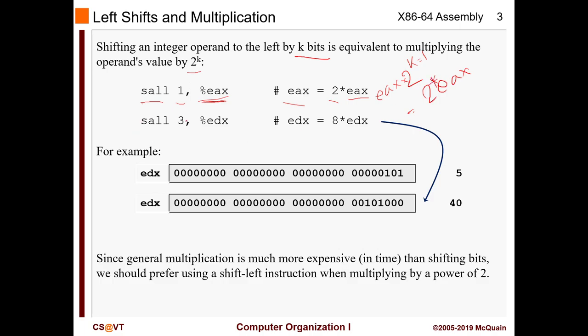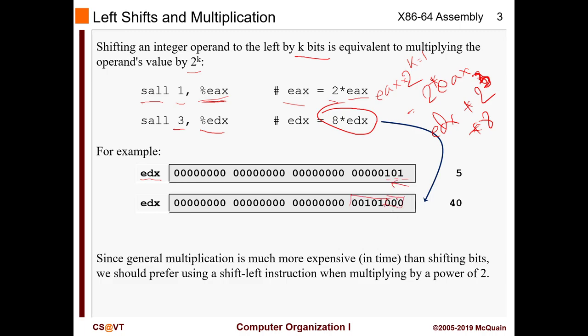So that's why it's 2 times EAX. If we are shifting EDX by 3, it's going to be EDX times 2 to the power 3, which means 8. So that's why it's equivalent to 8 times EDX. For example, we can see over here that if EDX is this number, 101, we shift it by 3 digits.